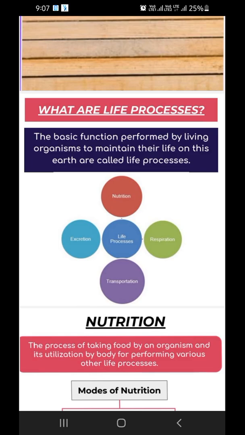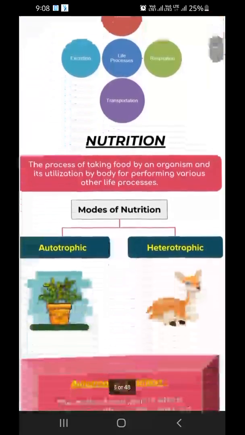So I think the main four processes which we do to maintain our life are nutrition, taking in food and getting energy from it; respiration, taking in oxygen and releasing carbon dioxide for energy; transportation, the blood and all, which is transported in our body through blood; and excretion, the removal of waste from our body. So in this video we will learn about nutrition.